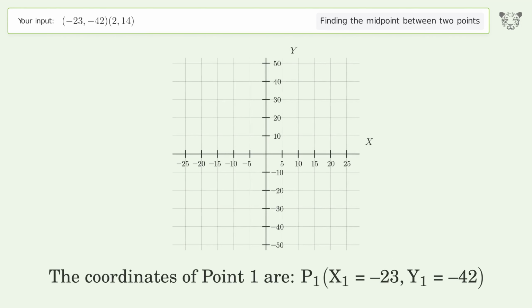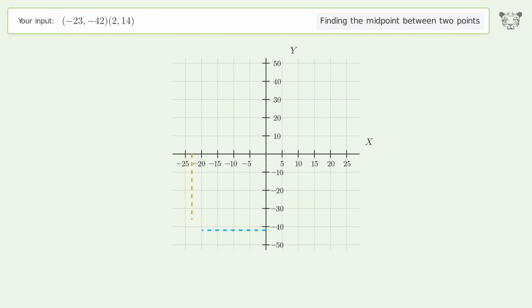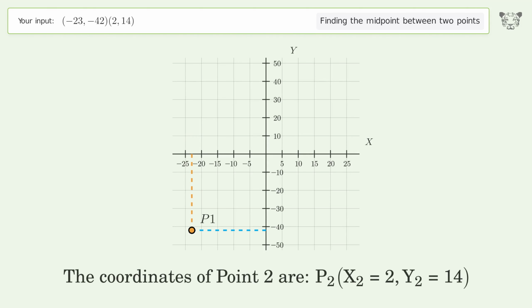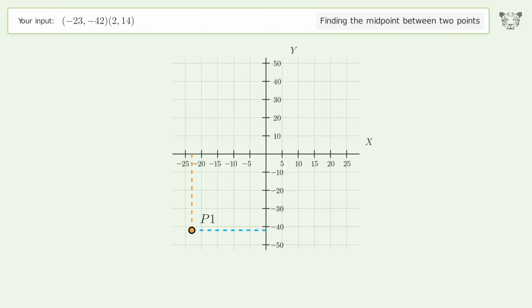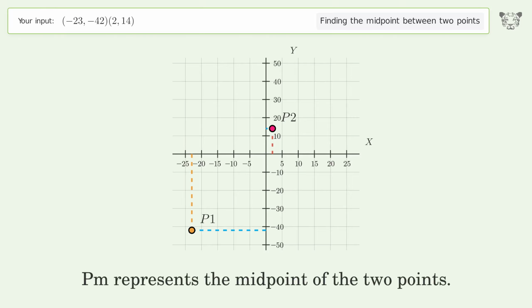The coordinates of point 1 are, x1 equals -23, y1 equals -42. The coordinates of point 2 are, x2 equals 2, y2 equals 14. PM represents the midpoint of the 2 points.